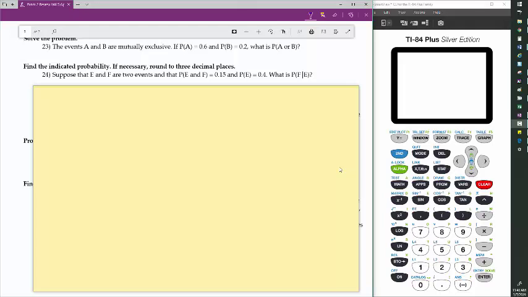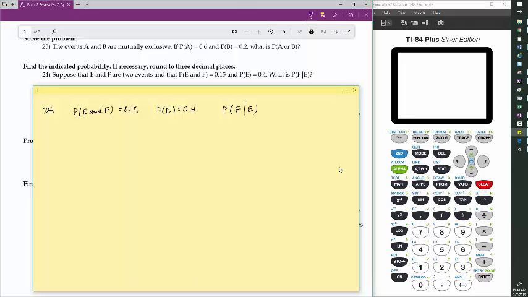Okay, so on this exam 2 review, let's work through a couple of probability questions. For example, number 24. E and F are two events. The probability of E and F is 0.15, and the probability of E is 0.4. We're asked to find the probability of F given E.